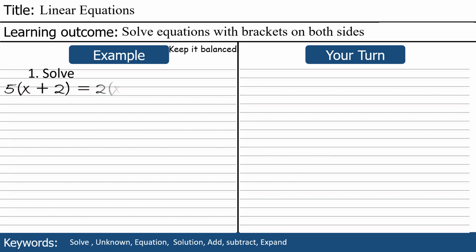If solving equations with brackets on both sides confuses you, this video will help you. Let's look at example 1, but first let's look at where students usually make a mistake. Usually they subtract 2 from both sides of the equation, but that is incorrect.